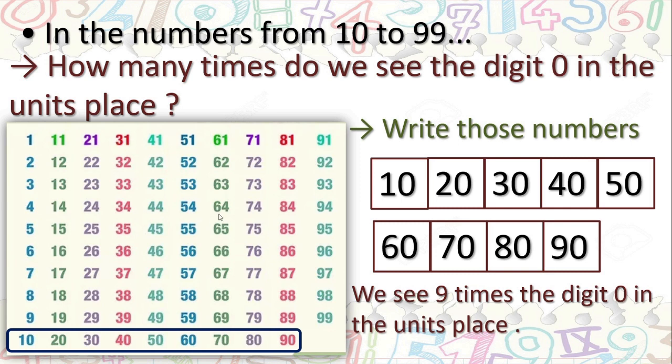How many times can we see 9 in the tens place? Here these are the numbers, right? How many times can we see 2 in the units place? Now here the second row tells us that these numbers have 2 in the units place. Correct? You can do this activity.